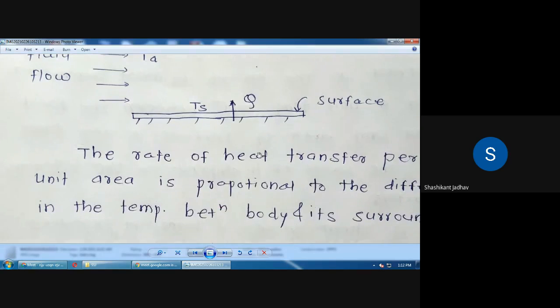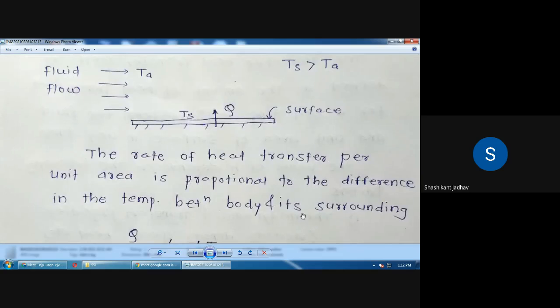So what is Newton's law of cooling? The rate of heat transfer per unit area. In Fourier's law of heat conduction, we discussed the rate of heat transfer, meaning only Q. But in Newton's law of cooling, we have to consider the rate of heat transfer per unit area. So that is nothing but capital Q by A. Rate of heat transfer is capital Q, but rate of heat transfer per unit area is Q by A. That rate of heat transfer per unit area is proportional to what? Proportional to the difference in temperature between the body and its surroundings.